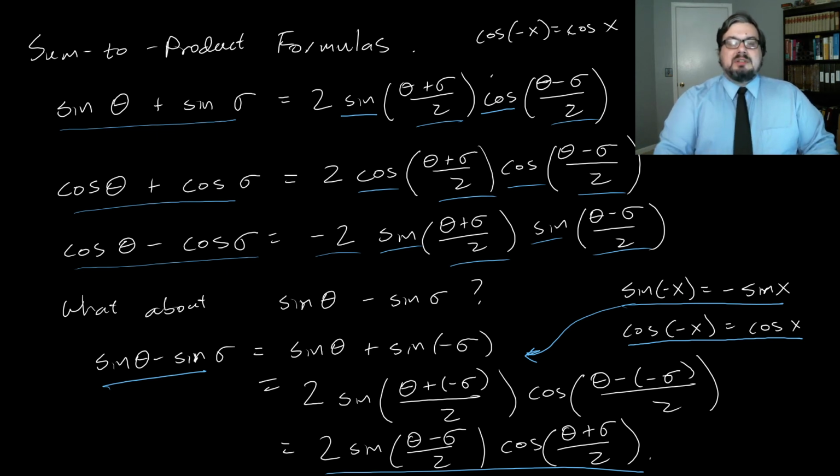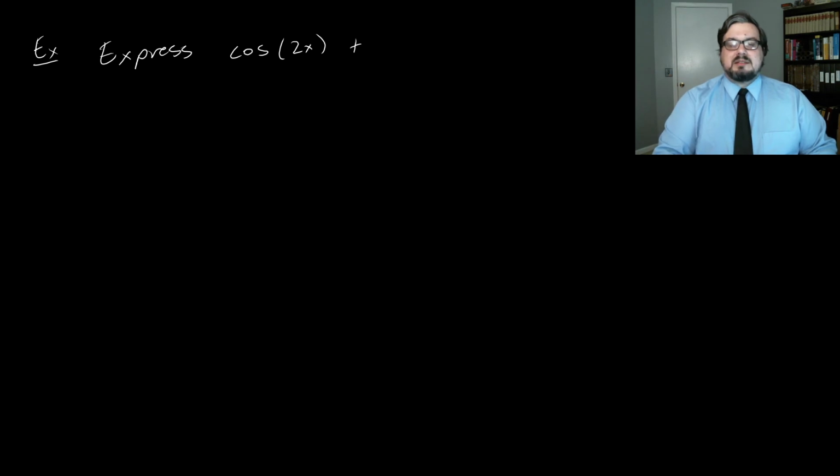All right, so let's do a couple of simple problems involving this, but then we'll see how we can use the sum to product formulas in order to solve equations. Let's express cosine of 2x plus cosine of 5x as a single term.